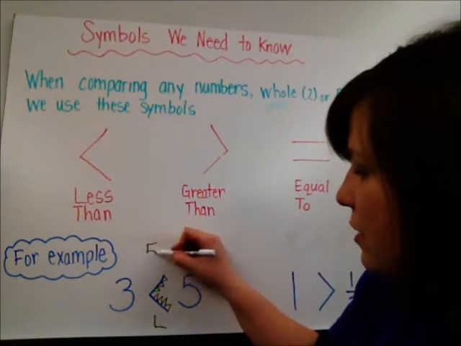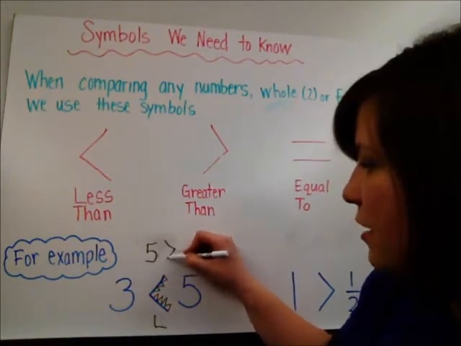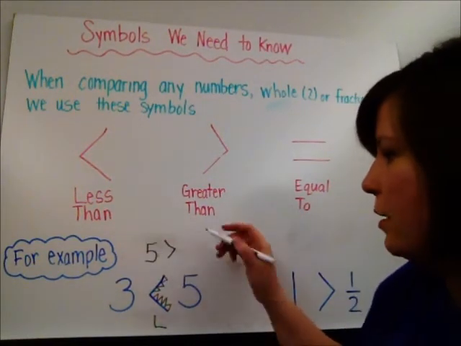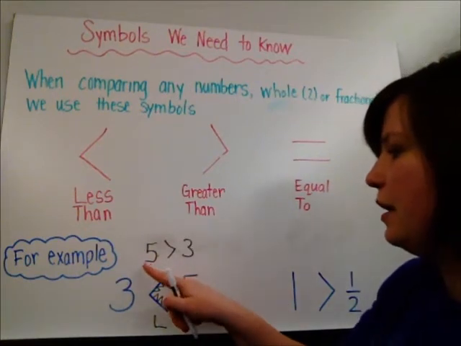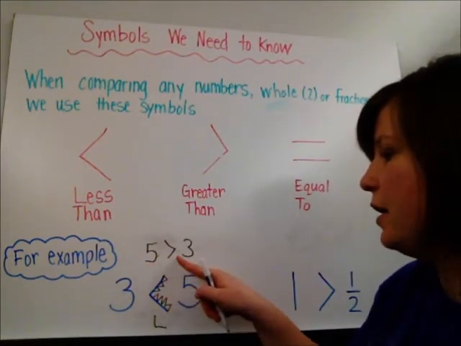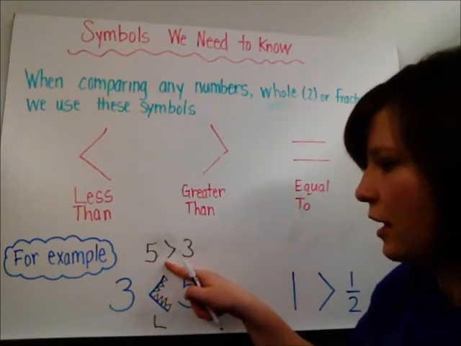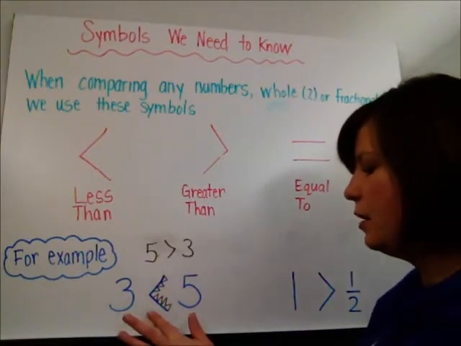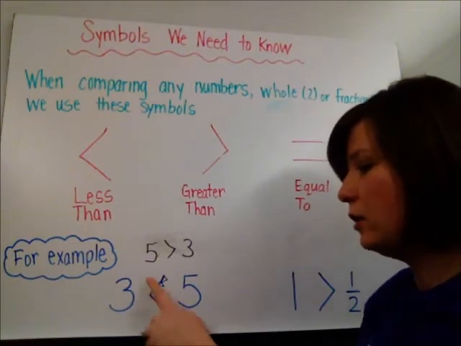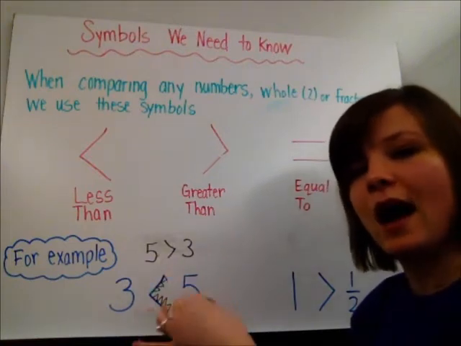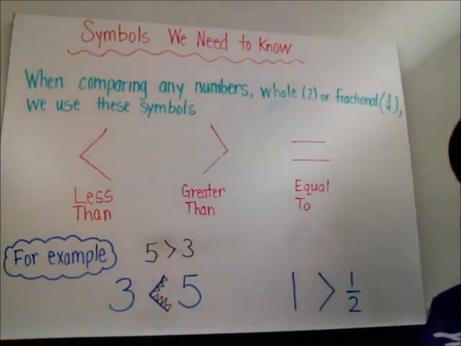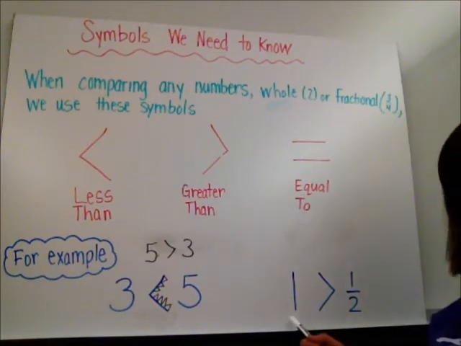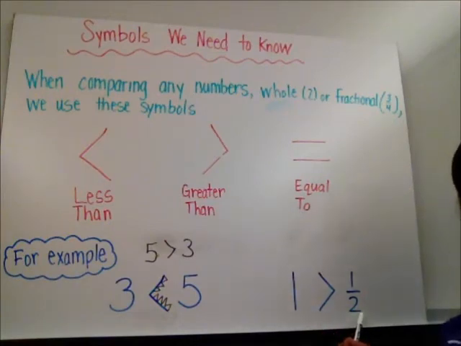If I switched it and did the 5 first, and of course we have to be eating the bigger number, I could read it 5 is greater than 3. That doesn't look like a crooked L, so I wouldn't say less than. 5 is greater than 3. So those are some tips for not only making the number sentence, but for how to read it once it's written. Here's another example using a whole number, 1, and a fraction, 1/2.